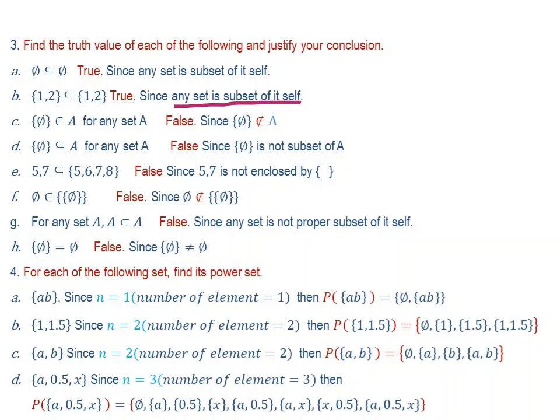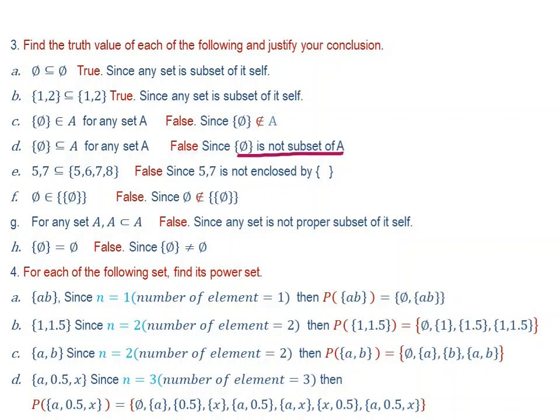C. The set containing empty set is an element of A for any set A. This is false, because the set containing empty set is not necessarily an element of A. D. The set containing empty set is a subset of an element for any set A. This is also what? False. Why?